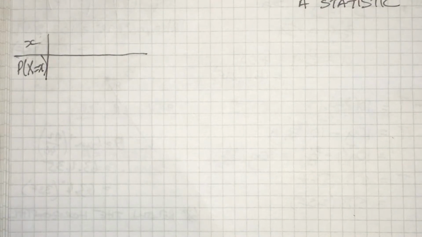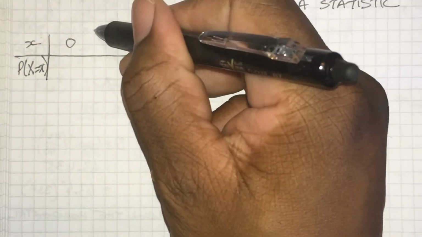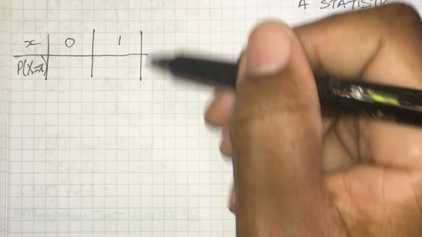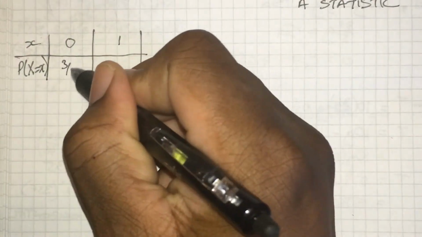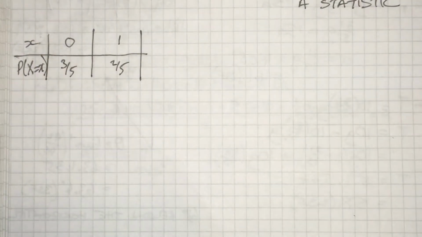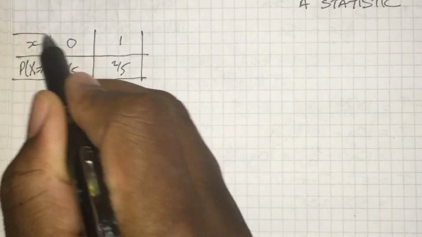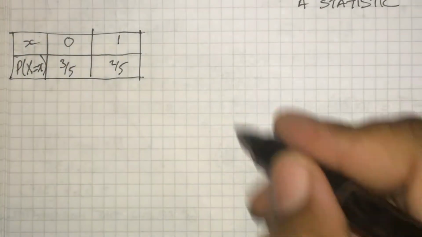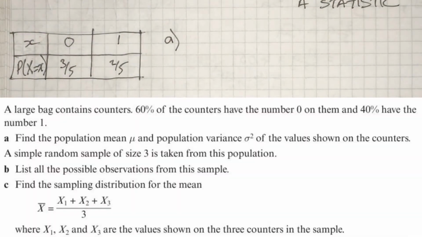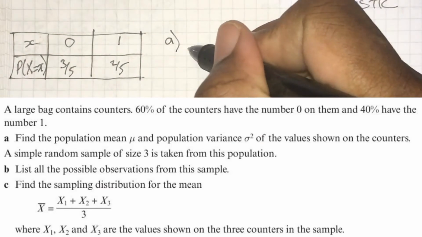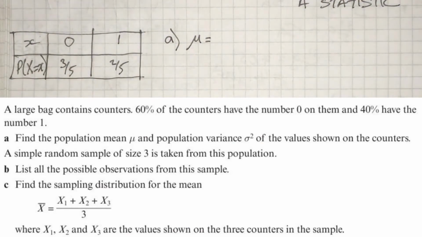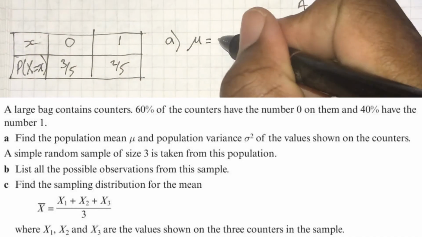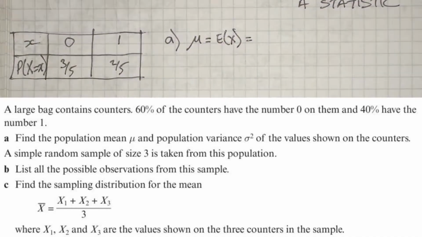Okay, so in this first example, we've been told that there's a large bag containing counters. 60% have a 0 and 40% have a 1. So I'm just going to write that as a probability distribution. Looks very similar to a discrete random variable. We've been asked to find the population mean, which is mu, which in this case we're going to find by finding the expectation.